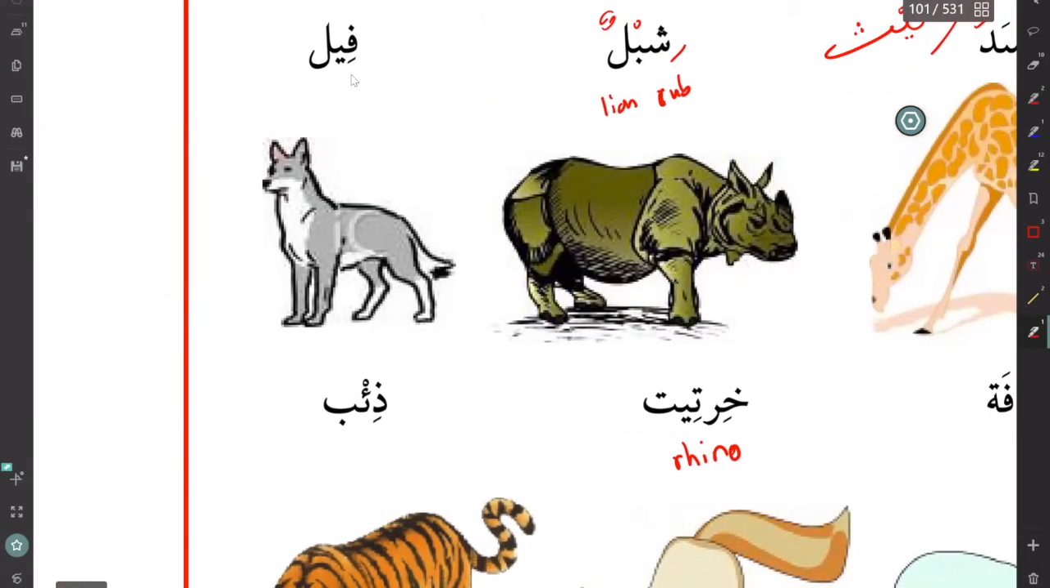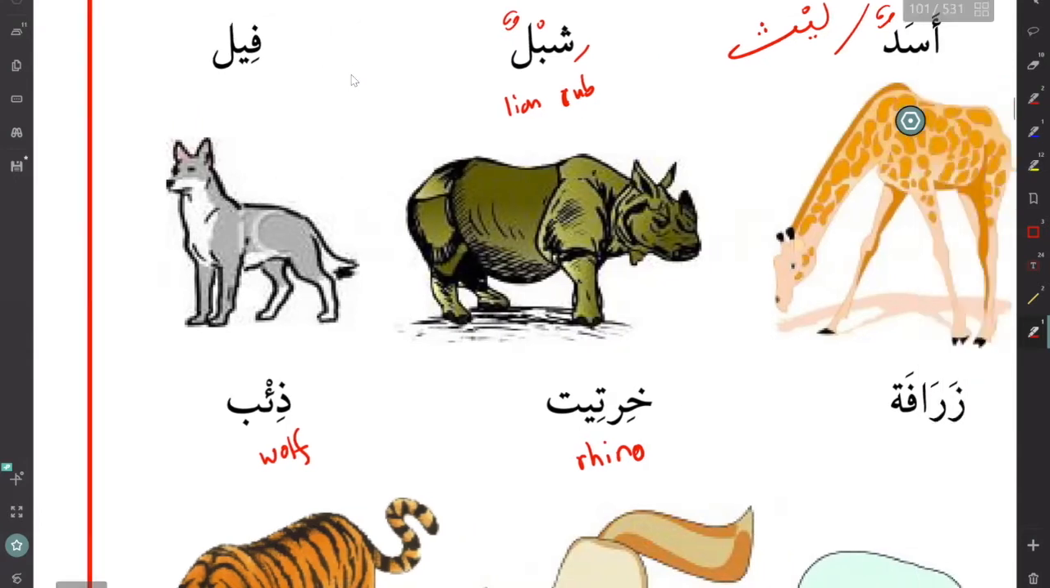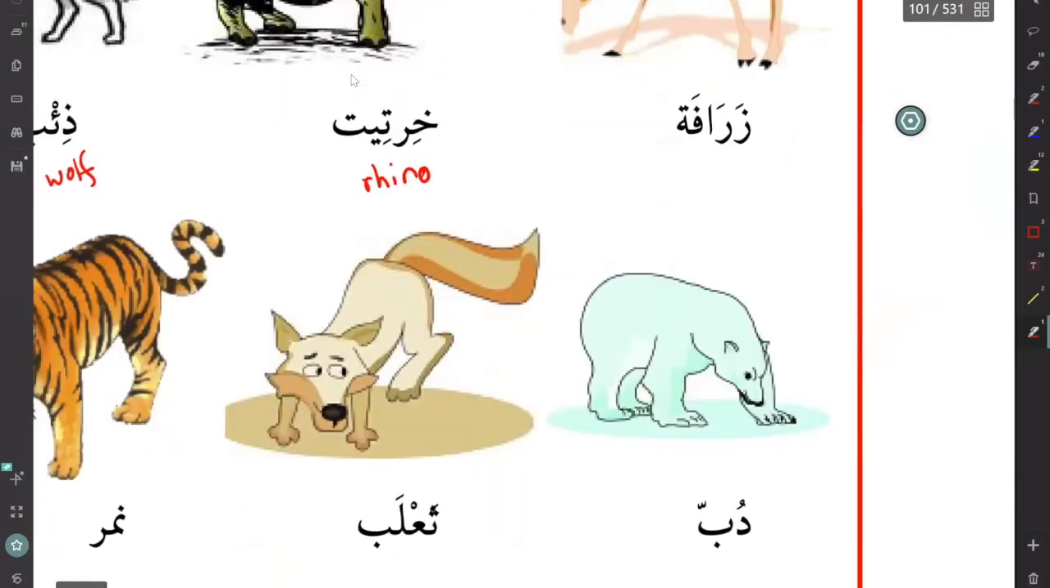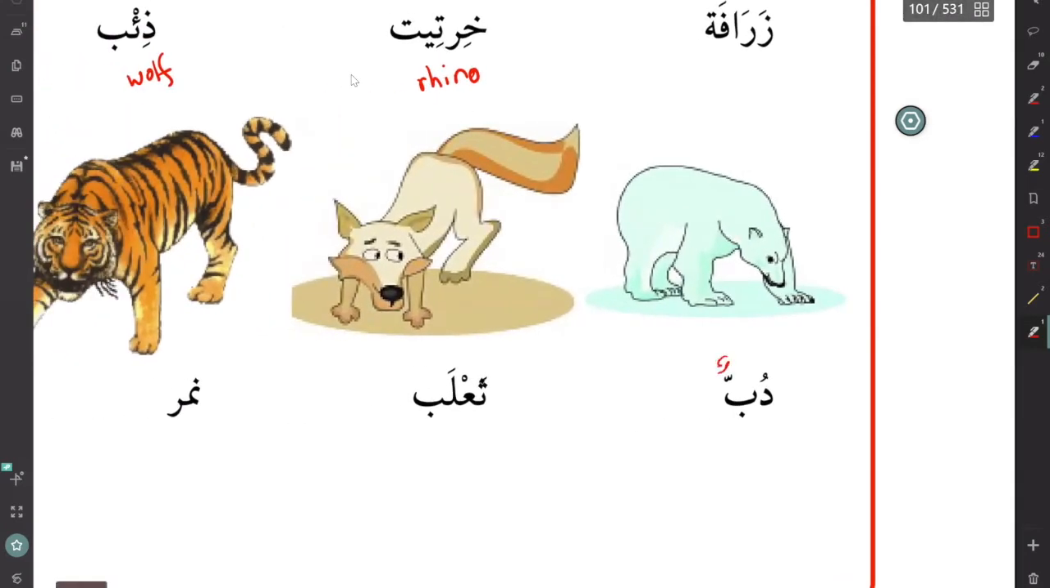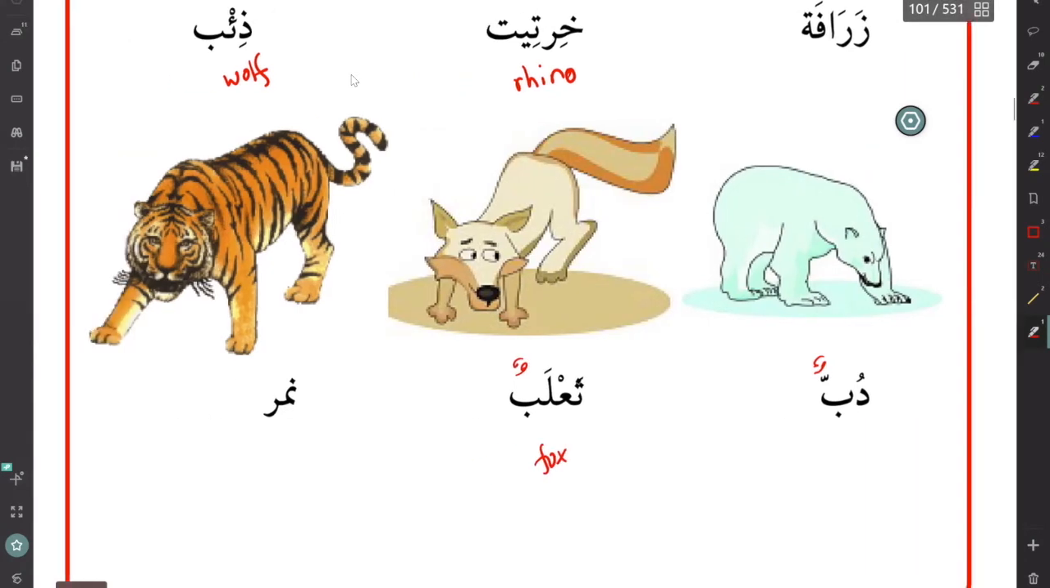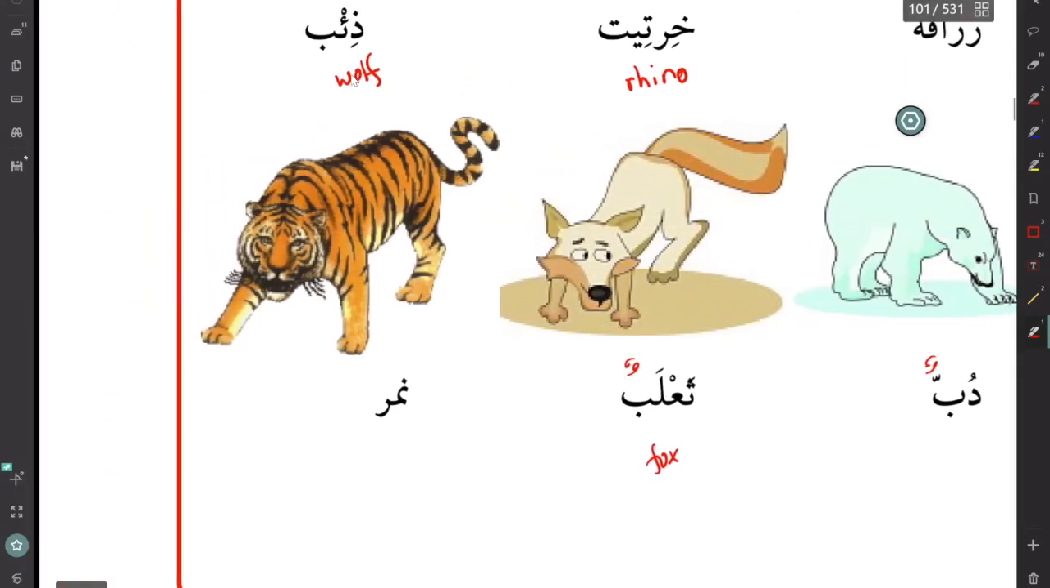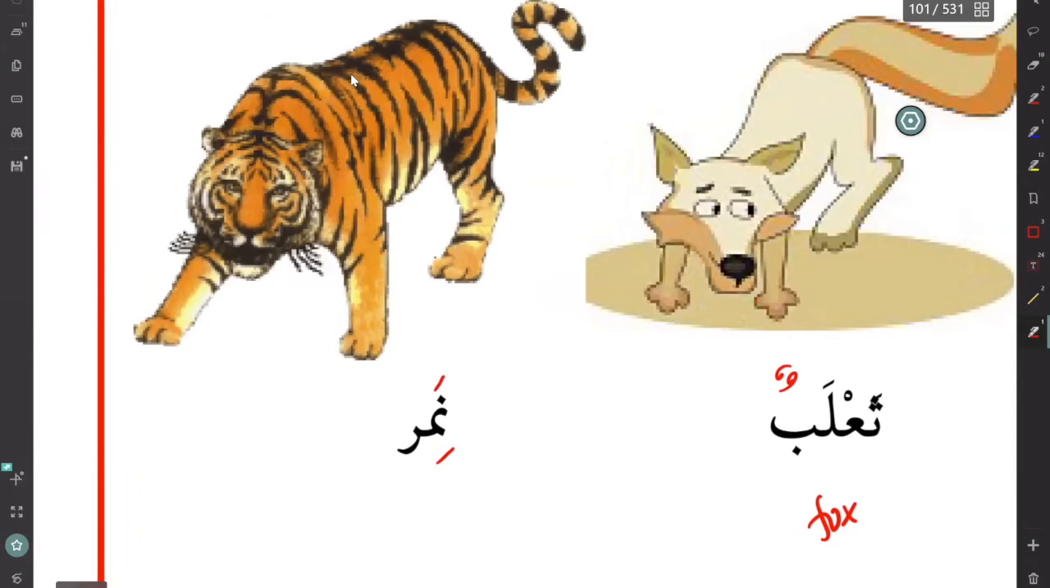And we have dhib. Dhib is wolf. This word is also in the Quran, in Surah Yusuf. And we have dub. Dubbun is bear, and ثعلب is fox. And we have namir. Namirun is tiger.